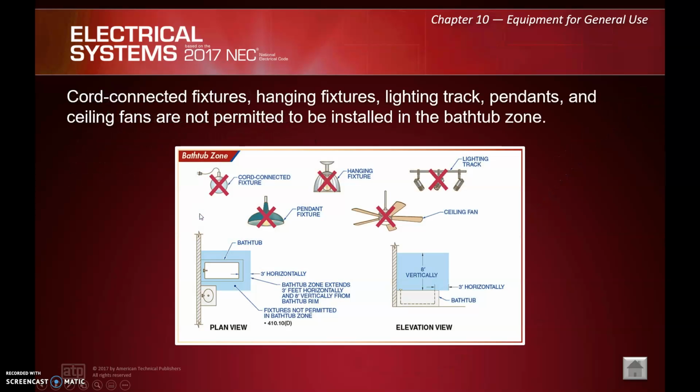Cord connected fixtures, hanging fixtures, lighting track pendants, and so forth cannot be installed in the bathtub zone, which you hopefully remember is 3 foot horizontally. So this is like you're looking at an overhead view. And then 8 foot vertically, so we're looking at a side-on view, 8 foot vertically from the edge of the tub or basin or shower, whatever we have.